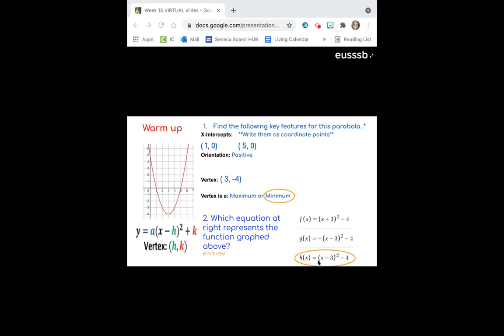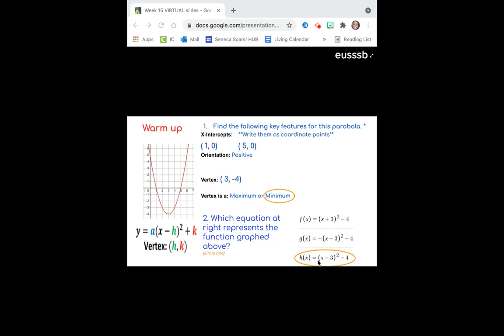So does anybody have any questions about that vertex form? Okay, so what we're going to do today is look at another form of our quadratic functions. There are 3 total forms. So we've learned about vertex form. We're going to learn about another one this week, and then we'll learn about our last one next week. And as we're going along, we're going to continue to practice all of our forms.